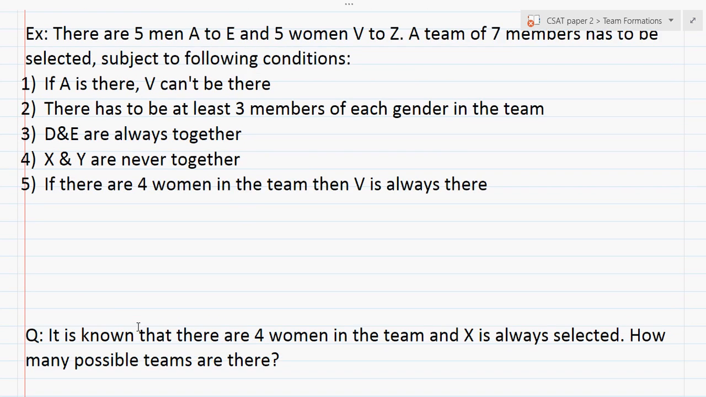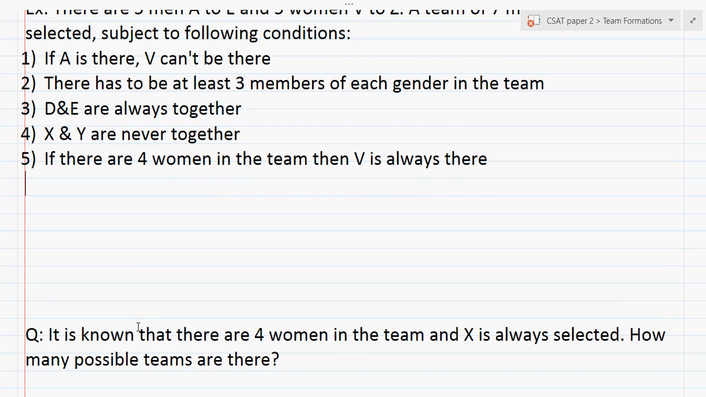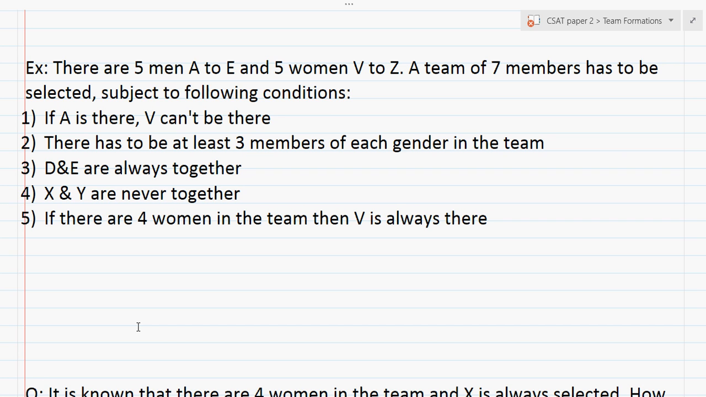So the question says there are 5 men and 5 women. So 5 men A to E and 5 women U, V, W, X, Y, Z. A team of 7 members has to be formed subject to the following conditions. If A is there, B cannot be there. So there are to be 7 members. If A is there, B cannot be there, right? There has to be at least 3 members of each gender in a team.